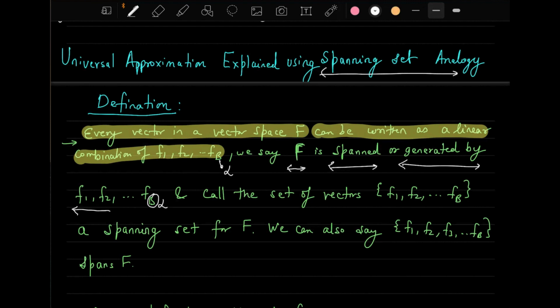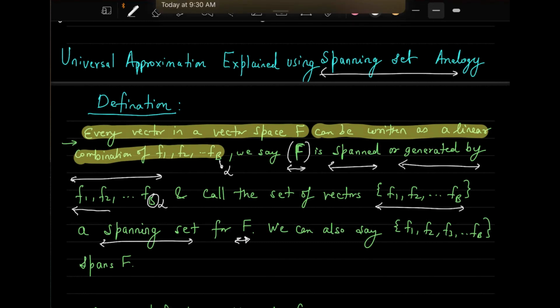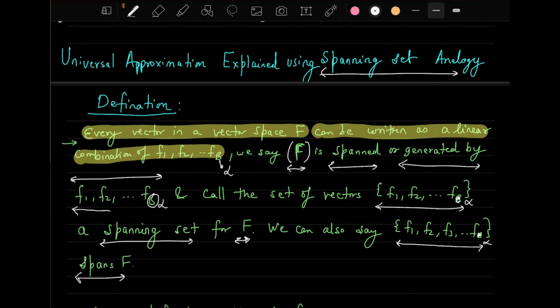So this is the term when you say spanning. Spanning is basically a vector space F spanned by these vectors. These are the basis vectors F1 till F alpha, and we call this set of vectors a spanning set for a particular vector space F. And we can also say that these vectors, F1, F2, F3 till F alpha, span F. So these are different ways of saying the same story, but I will explain what this definition means.